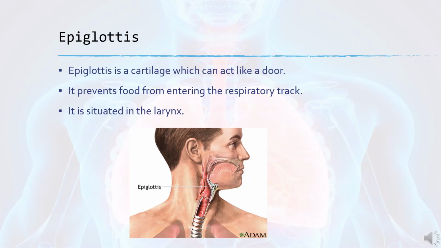The epiglottis. Have you ever heard of choking? A main cause of choking is because we eat and speak at the same time. This causes our epiglottis to not work properly and do its job. The epiglottis is a cartilage which can act like a door. It prevents the food that we eat from entering our respiratory tract. It is situated in the larynx. From the picture provided, you can clearly see what an epiglottis looks like.